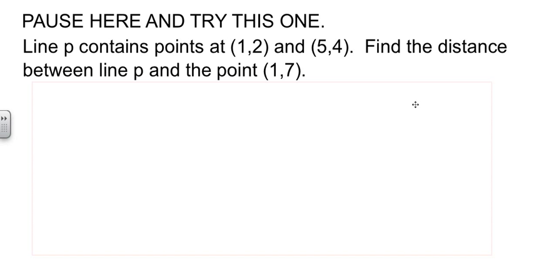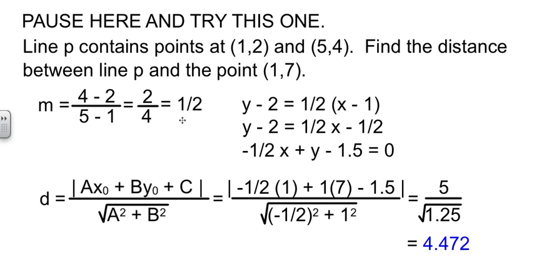Okay. First job in this problem is to find the slope. So we found the slope, 2 over 4, which is 1/2. We plug that into point slope form. Distribute the half. Bring everything over to the left to get it equal to 0. So we have -1/2 x plus y minus 1.5 equals 0.